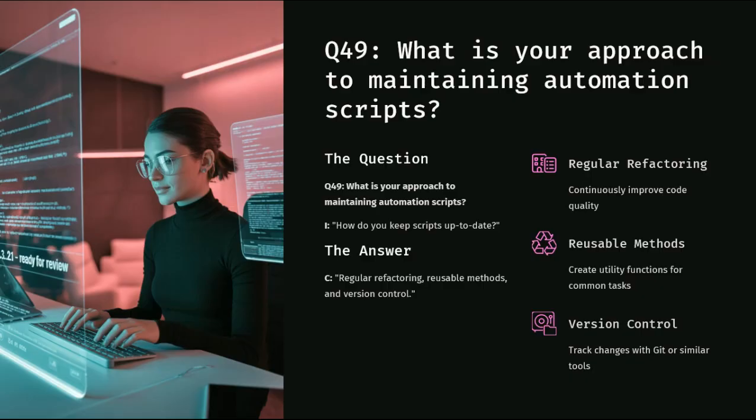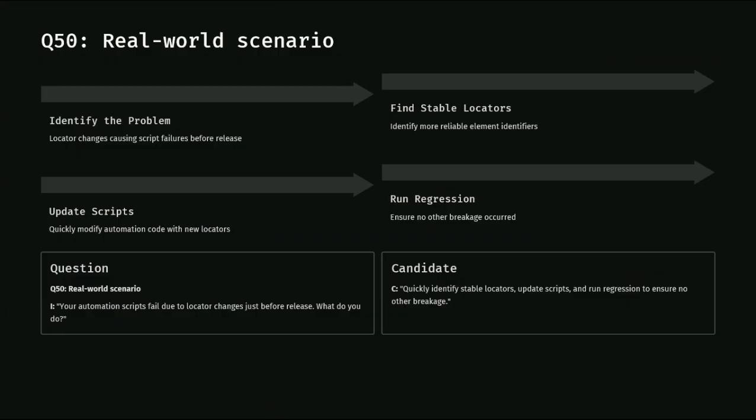And the last question is a real-world scenario. Your automation scripts fail due to locator changes just before release. What do you do? Candidate: quickly identify stable locators, update scripts, and run regression to ensure no other breakage. So these are the top 50 important automation questions with Java and Selenium, right?